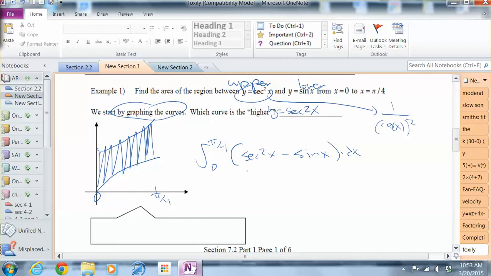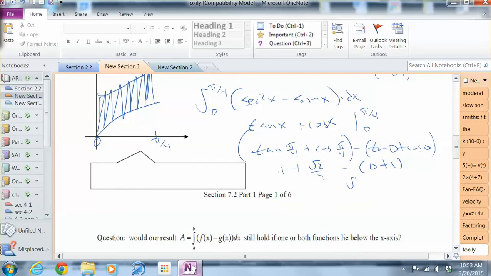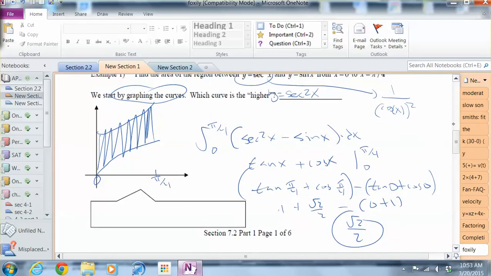If you take the antiderivative of each of those trig functions separately, you wind up getting this. And of course, we're trying to integrate from 0 to pi over 4. So if we plug those values in, you get 1 plus root 2 over 2 minus 0 plus 1. So you just get root 2 over 2. So that's the area between secant squared x and sine x: root 2 over 2.